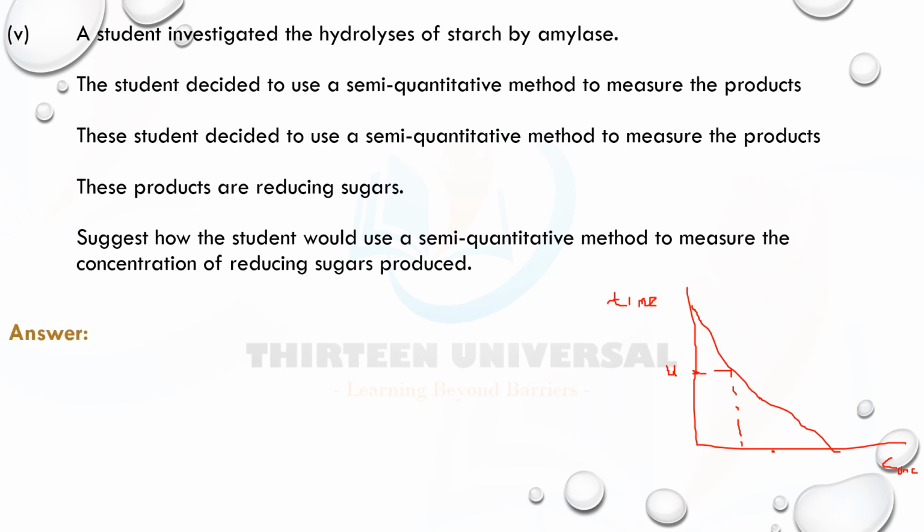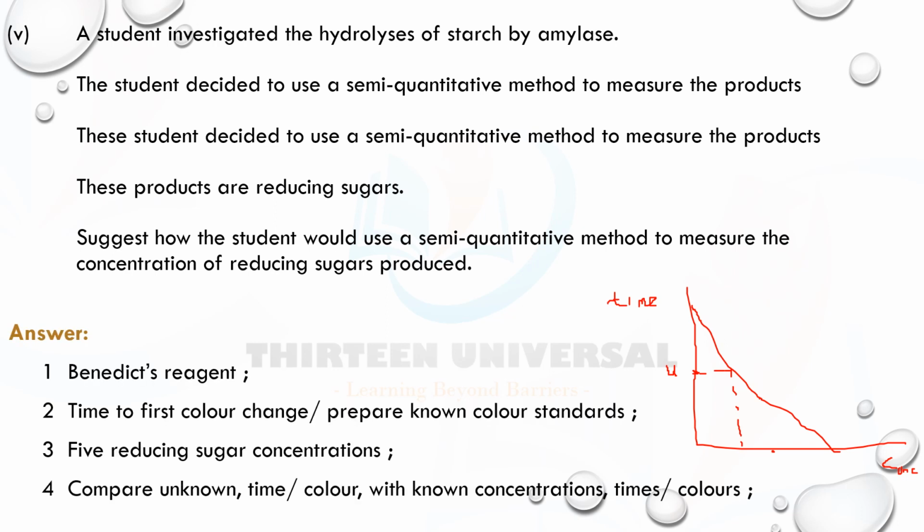Okay, so you see it. Benedict's solution, Benedict's reagent, time for color change, or prepare known, 5 reducing sugar concentrations. Compare unknown time for color change with known concentration times. The ones that have the same color or time for color change should have similar concentrations, or use the curve. All right, 3 marks.